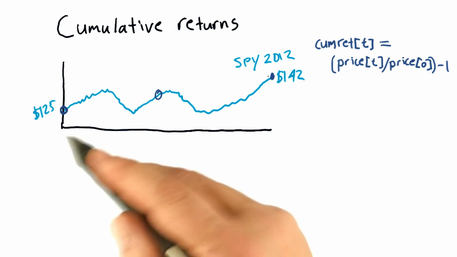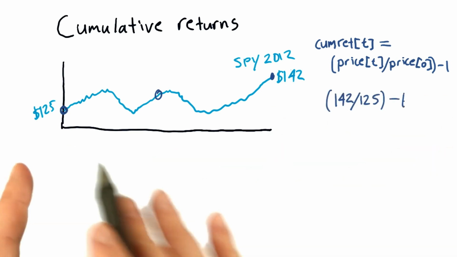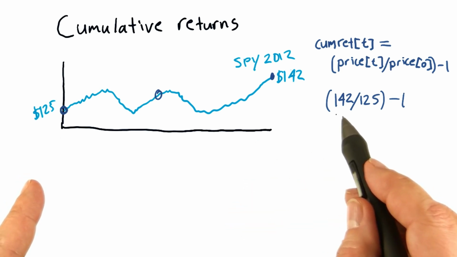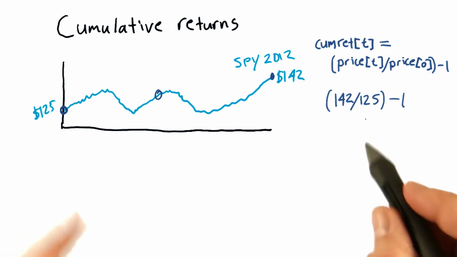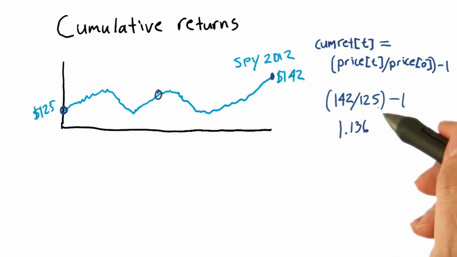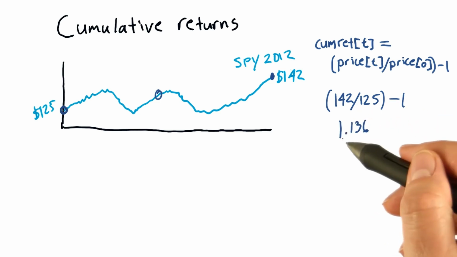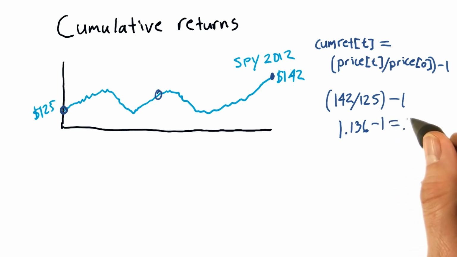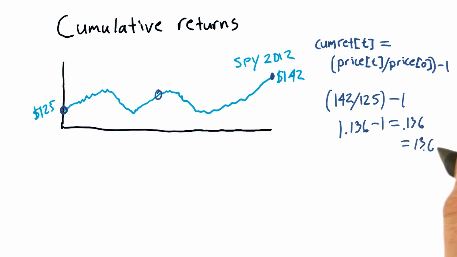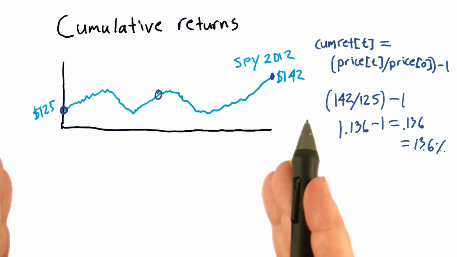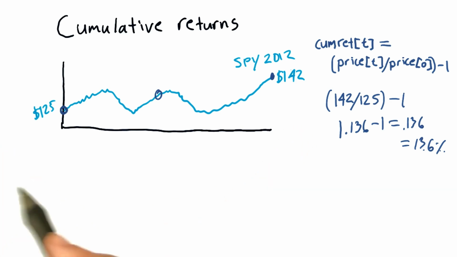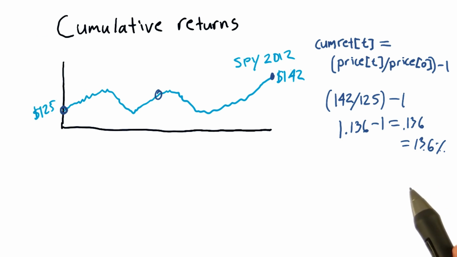So let's consider the example we've got here. To calculate the cumulative return for this whole year, it's the price at the end divided by the price at the beginning minus 1. Turns out 142 divided by 125 is 1.136. Minus 1 gives us 0.136, which is equal to 13.6%. So our cumulative return for the ETF SPY was 13.6%.